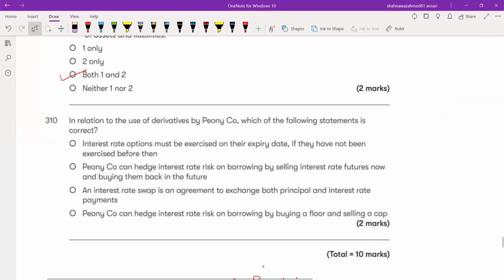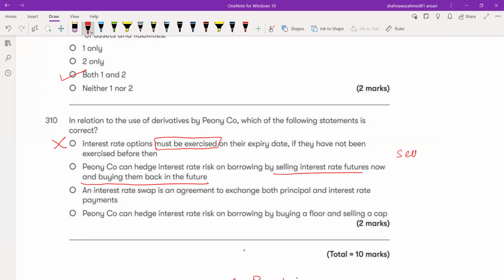In relation to the use of derivatives, which of the following statements is correct? Interest rate options must be exercised on their expiry date if they have not been exercised before then. It is not mandatory to exercise, so must be exercised is wrong with interest rate options. It is a choice. The company can hedge interest rate risk on borrowing by selling interest rate futures now and buying them back in the future. In case of interest rate futures, the strategy is sell now and borrow later. So this is the correct definition.